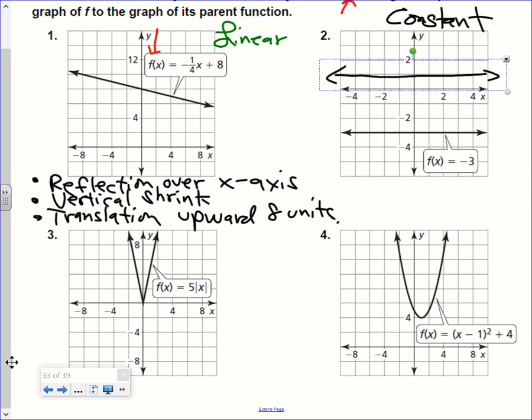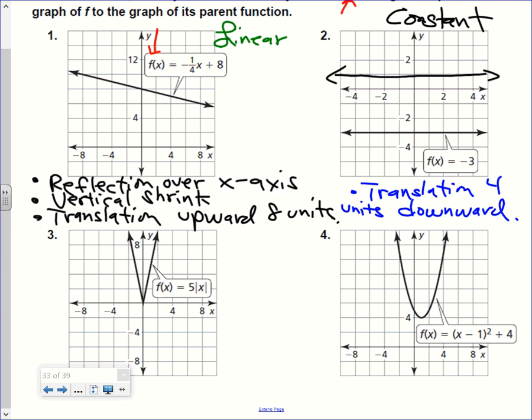Go to write, translation, 4 units downward. Translation, 4 units downward. And the family was constant. Rocking and rolling. Number 3.